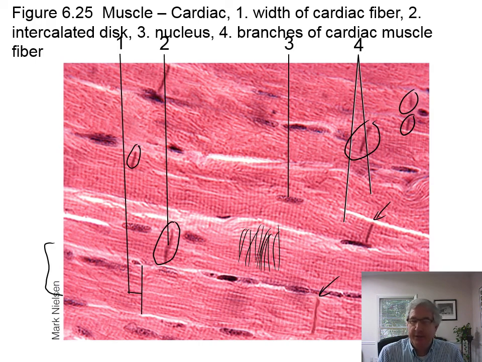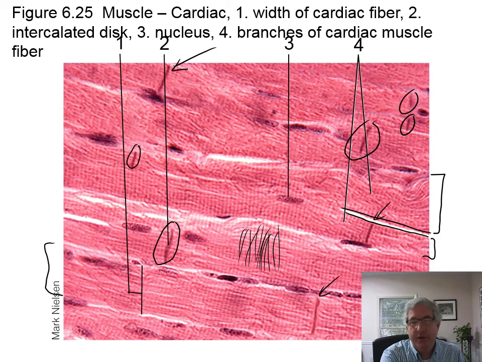The biggest thing that distinguishes cardiac muscle from skeletal muscle is these intercalated discs. There's one right there. Those intercalated discs really distinguish cardiac from skeletal muscle. Also, here's a fiber here, and here's a branch of the fiber here. So this is a branch point going across here.